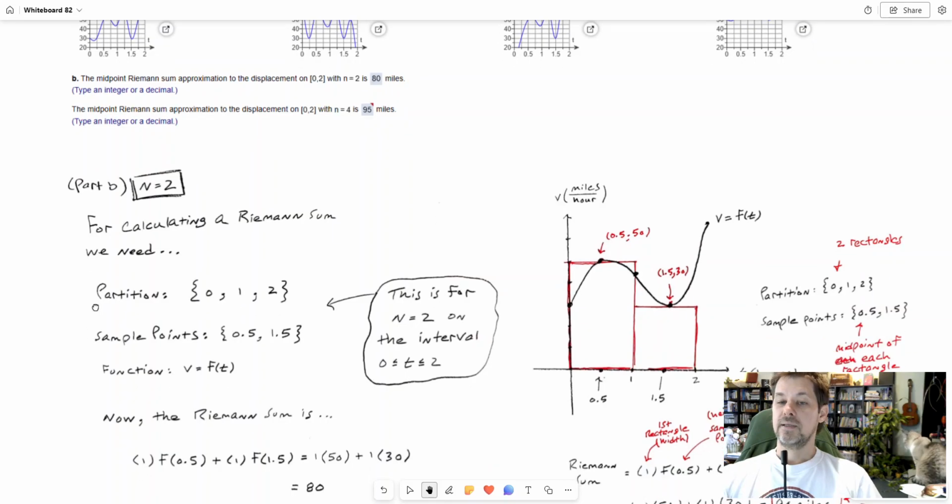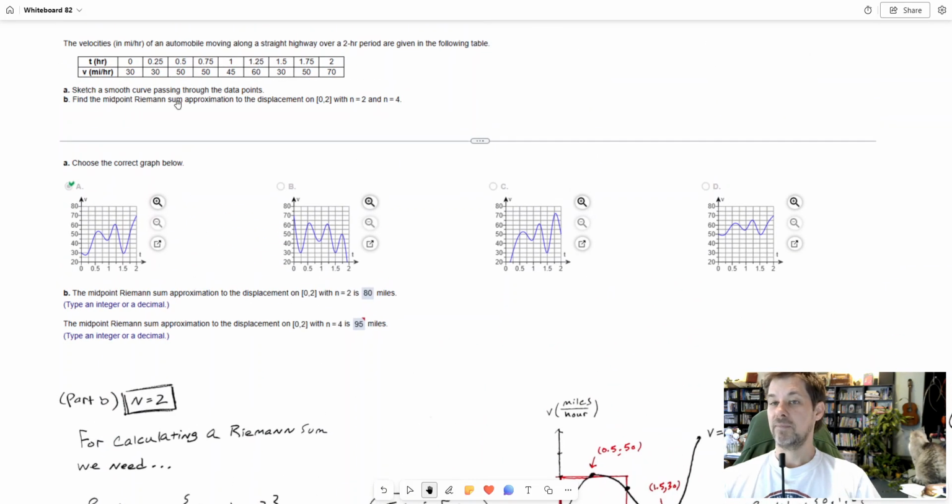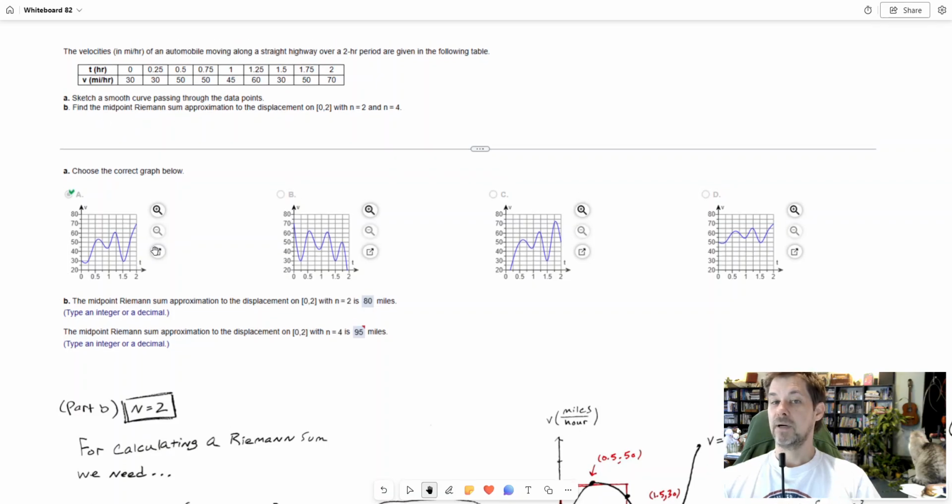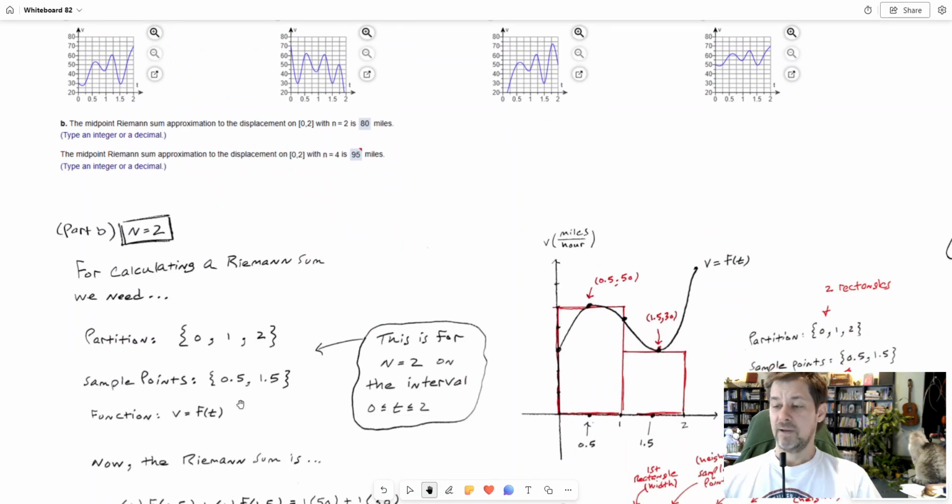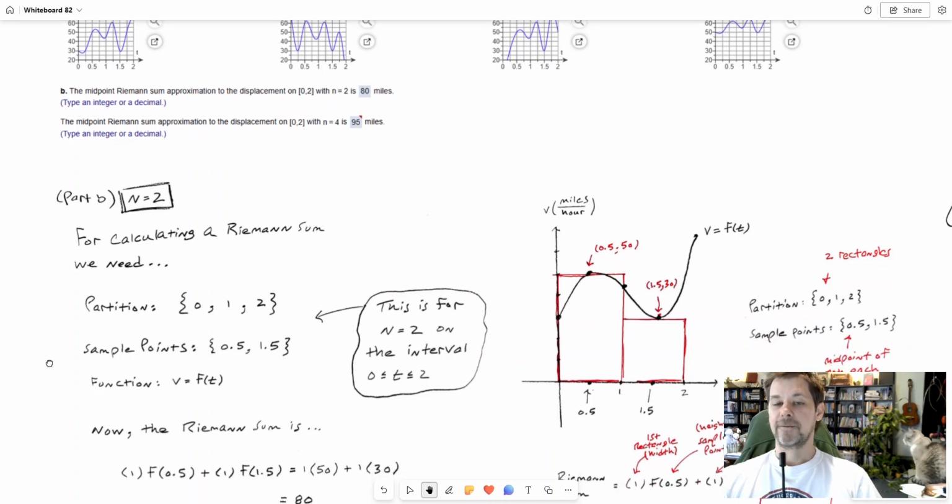The sample points are the midpoints of each of these intervals. So from 0 to 1, the midpoint is 0.5. From 1 to 2, the midpoint is 1.5. Those are the sample points. I know I'm doing it that way because it said find the midpoint Riemann sum. The sample points can be found in any number of ways; they just exist between the partition numbers. But if you want them to be the midpoints, there they are. So I need a partition: 2 equal parts on my interval, that's how I'm doing it here. Those were the instructions. Sample points, okay, those are the midpoints.